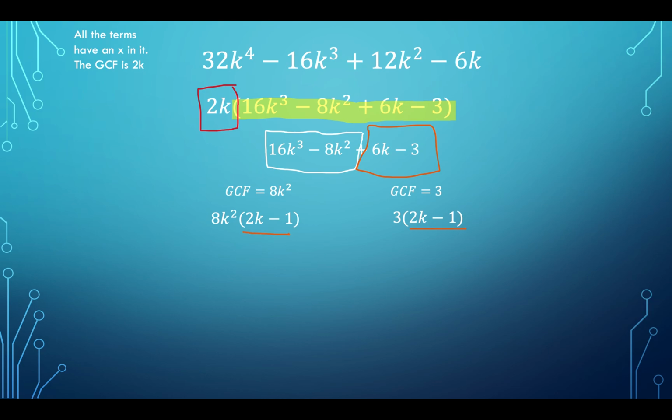We have our set of twins, so we rewrite it once. We have 2k minus 1. Next, we're going to group what's on the outside of the parentheses and put them in one set. So we have 8k squared and 3. That grouped together becomes 8k squared plus 3. And then we have that 2k from the beginning, and we rewrite it. So our final answer here is 2k times 2k minus 1 times 8k squared plus 3.